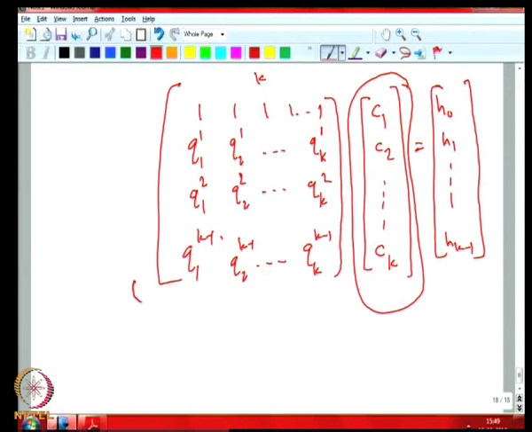It is known that this matrix, which is called the Vandermonde matrix, indeed has a non-zero determinant, because the determinant of this matrix is known to be the product, for every pair i, j, of qj minus qi. There are k q values here.